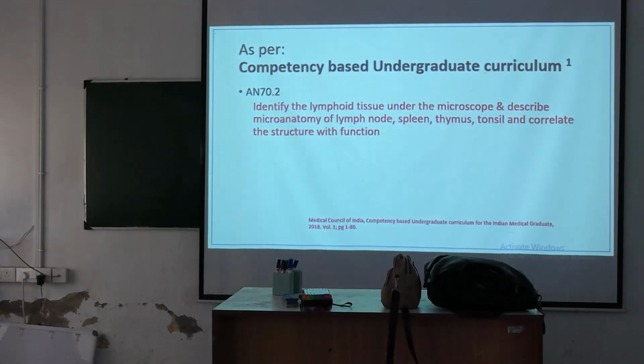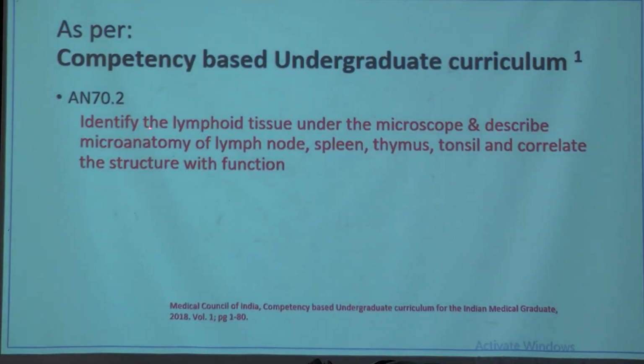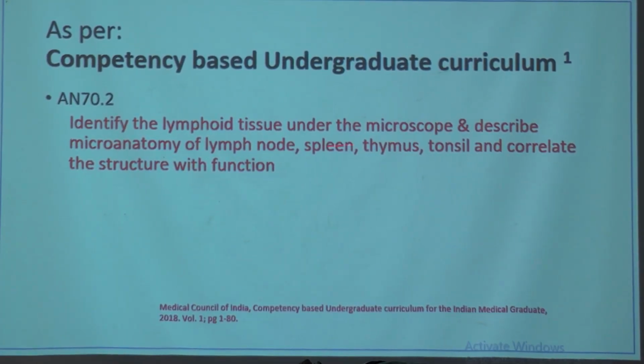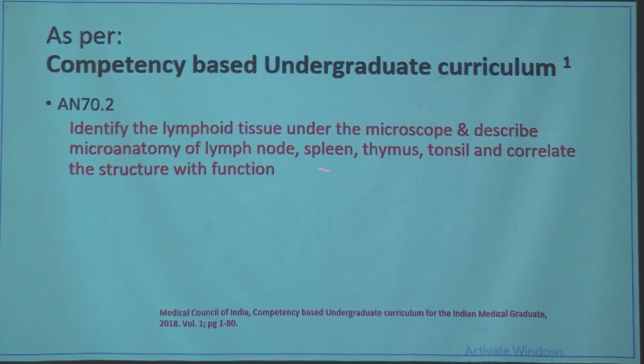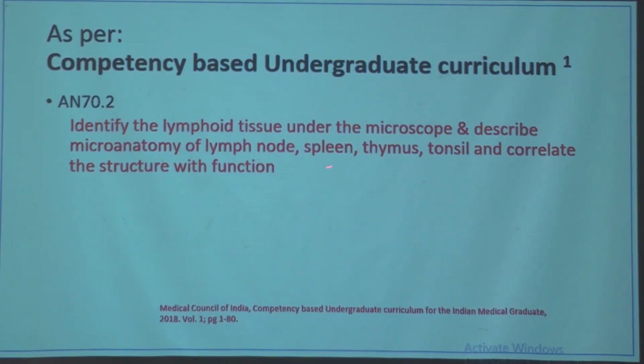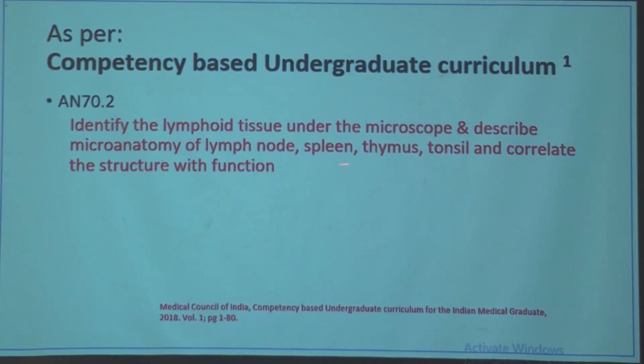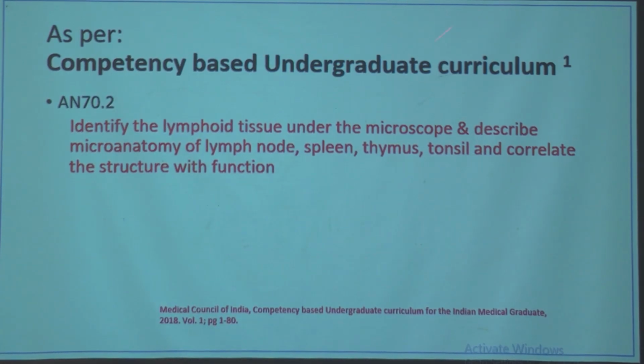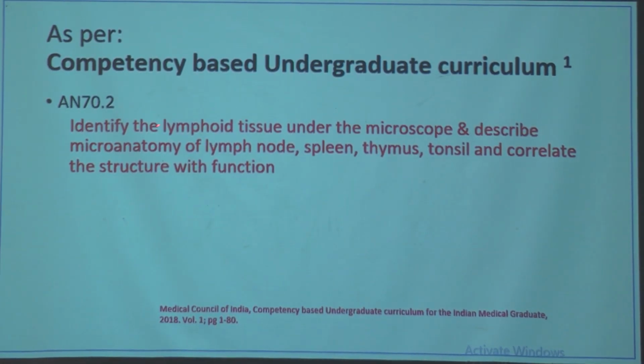Now, in the competency-based undergraduate curriculum, students identify the lymphoid tissue under the microscope and describe the microanatomy of lymph nodes, spleen, thymus, tonsils, and correlate the structure with function. Today we will be discussing the spleen. It's a lymphoid tissue.